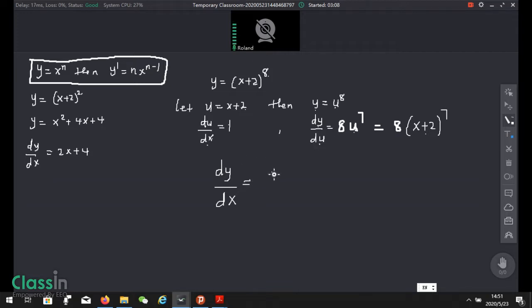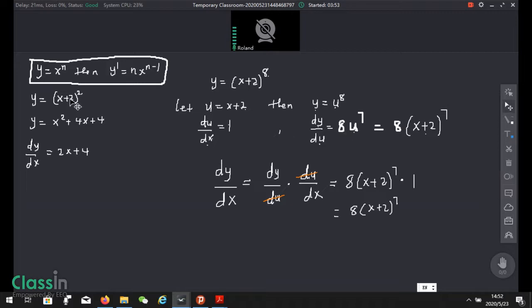So we can see that dy/dx is simply dy/du multiplied by du/dx, because in this situation, du can cancel du and we have dy/dx. So dy/dx is dy/du multiplied by du/dx. And we know dy/du is 8(x plus 2) to the power 7 multiplied by du/dx. du/dx is 1. So 8 times 1 is 8, and we have (x plus 2) to the power 7.